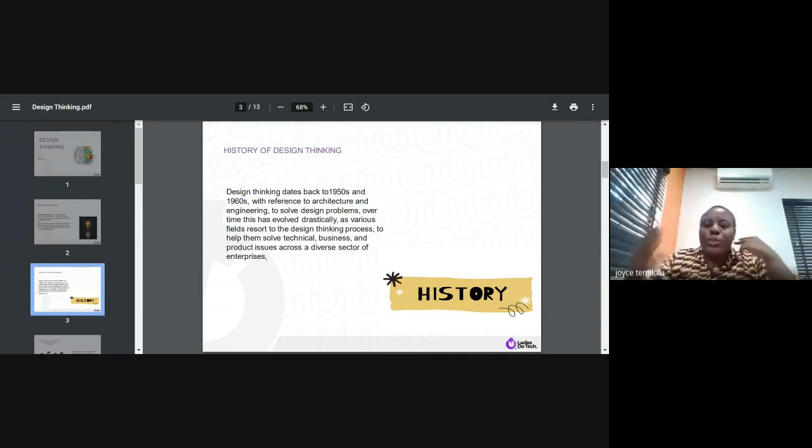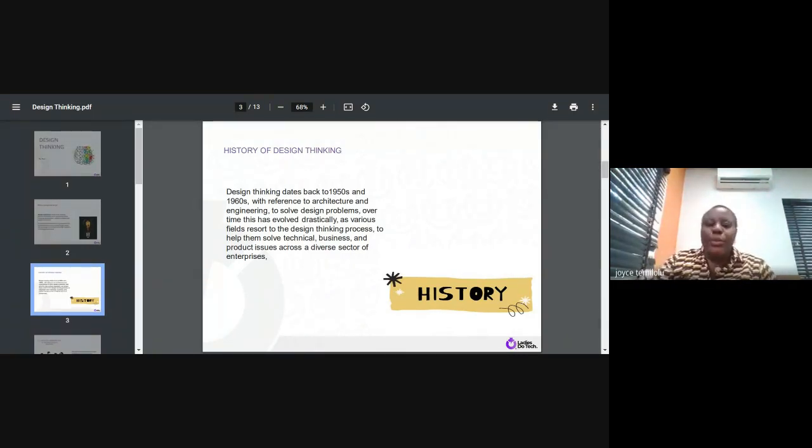So all of those processes used to go on in our designs to ensure that she's delivering value. She's creating a design for a building that is not going to collapse in the future, right? So design thinking dates back to that time, where architects and designers need to come together, and it has evolved over time.